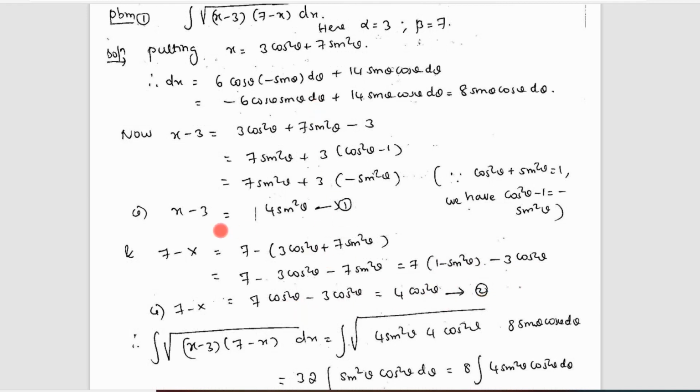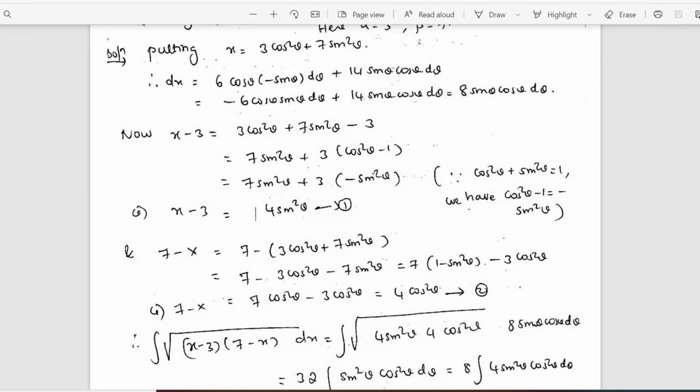Now substitute all these values, x minus 3, 7 minus x and dx, in the given integral. Therefore, the given integral becomes integral square root of x minus 3, whose value is 4 sin square theta, and 7 minus x is 4 cos square theta. This is the value of dx. Do you understand?